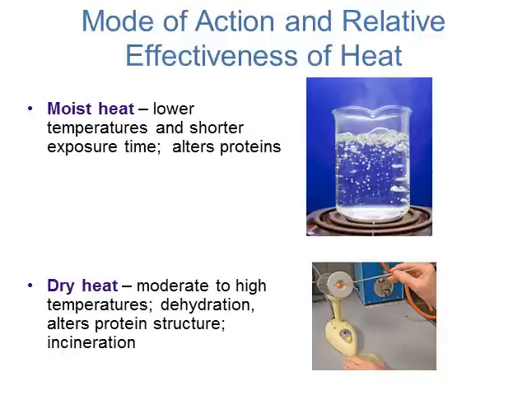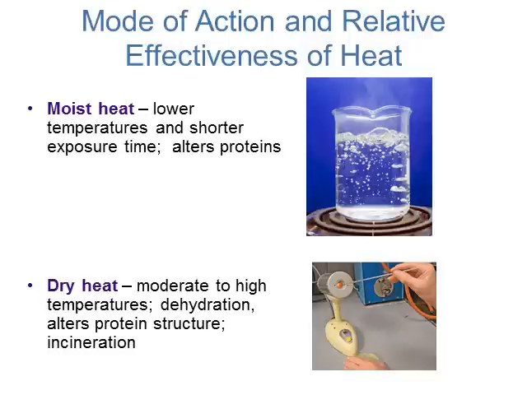So one type of control method is heat. There are two different types of heat. There's moist heat. This is usually lower temperatures and a shorter amount of time, and the way it works is it alters the protein structure. So that's the method of action.